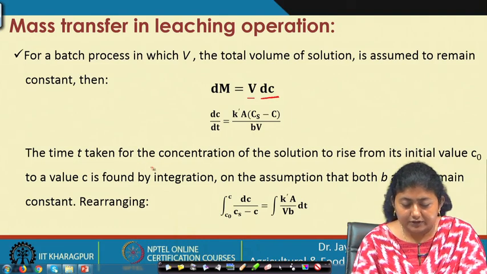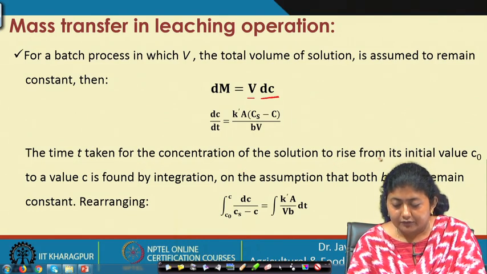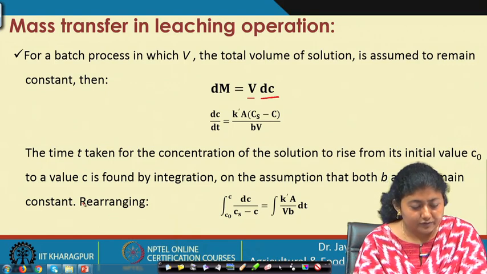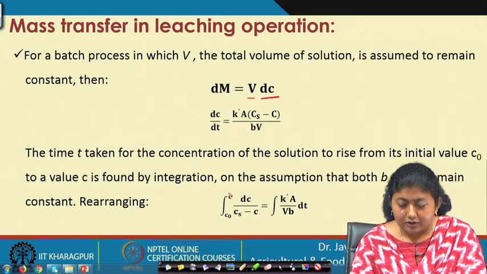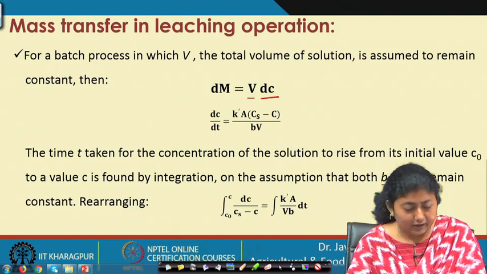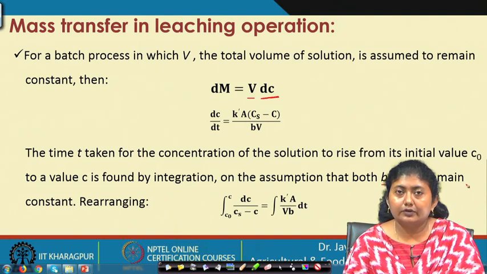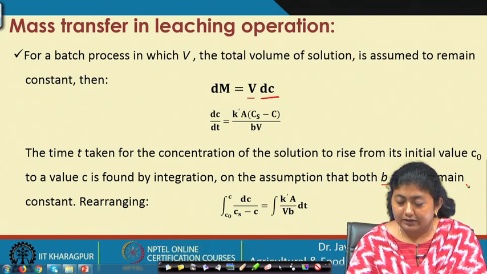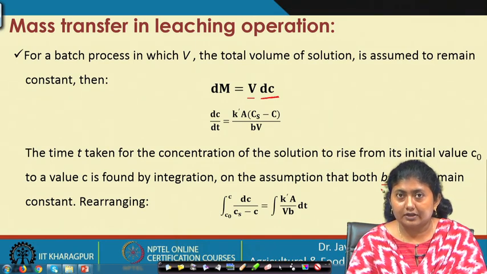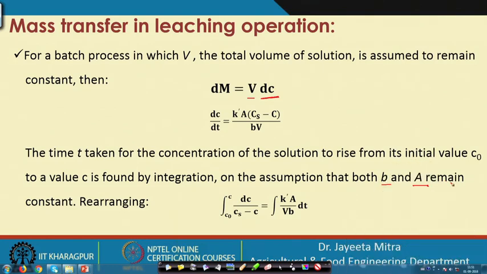The time t taken for the concentration of the solution to rise from its initial value of C0 to a value C is found by integration, on the assumption that both B and A remain constant. So the thickness of the liquid film will remain constant, and the interface area, the contact area through which the transfer is taking place between the solid material and the liquid layer or liquid film, will be constant. So from this we can write the equation: integration from C0 to C of dC by (Cs minus C) is equal to integration of k dash A by V B dt.